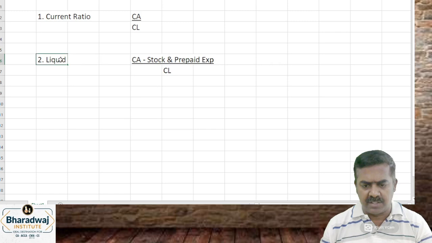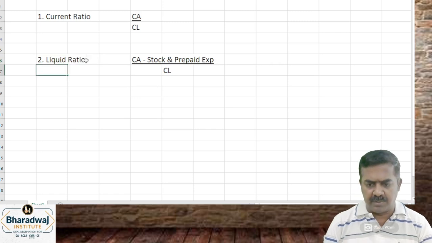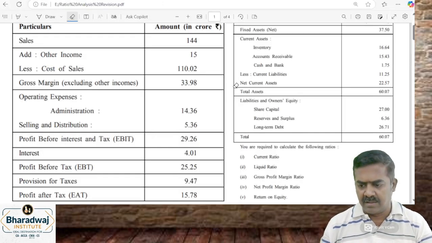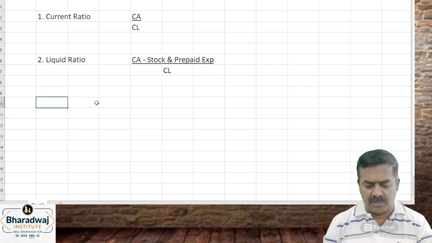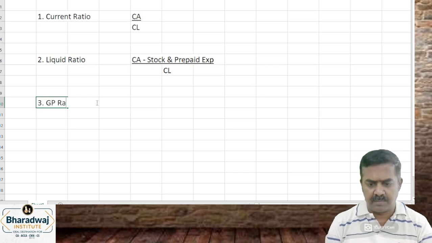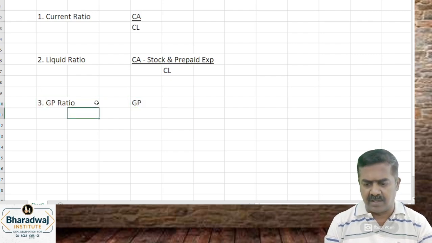That is called as which ratio? Liquid ratio. Next ratio, they ask you gross profit margin ratio. Gross profit margin ratio. Simple. Gross profit divided by sales into 100.